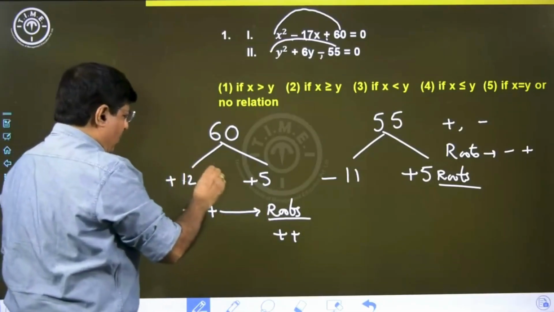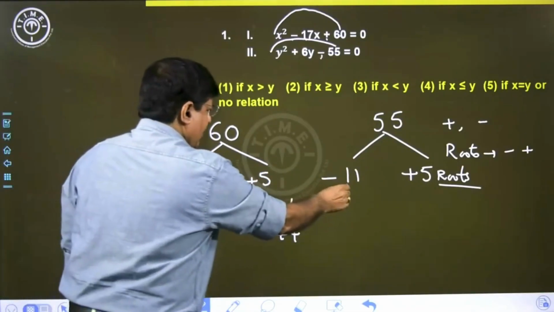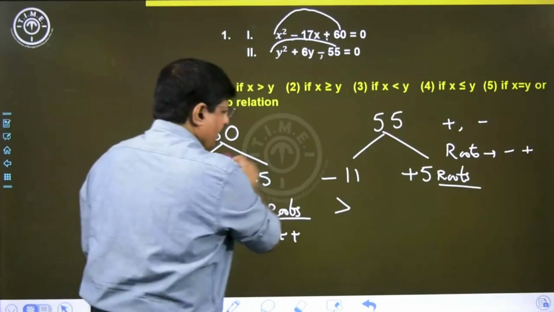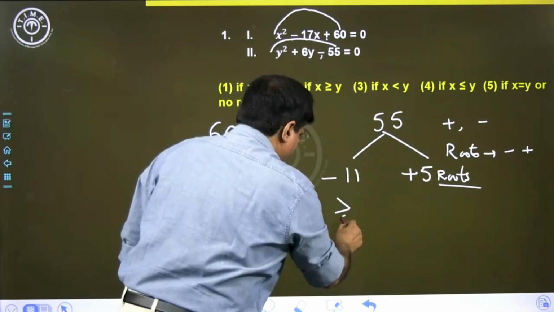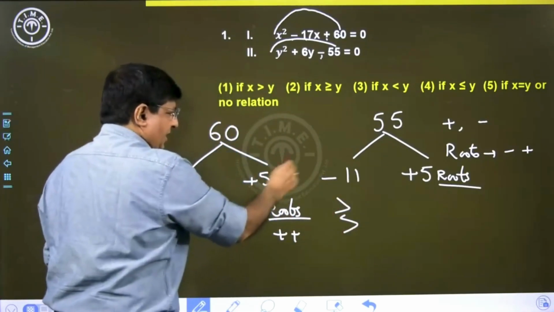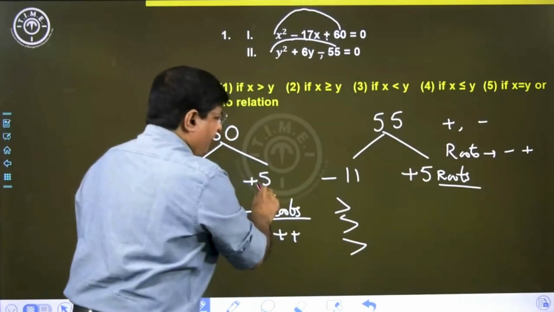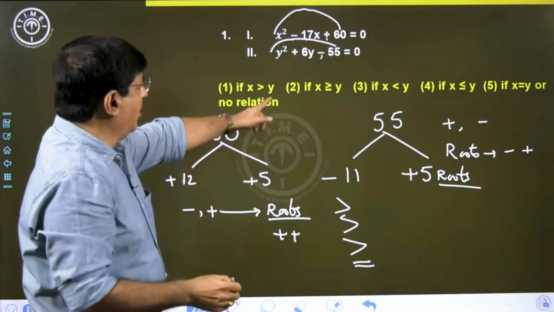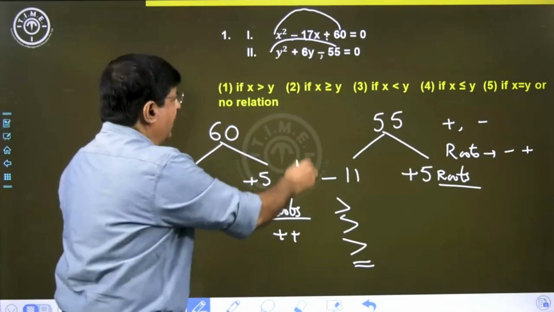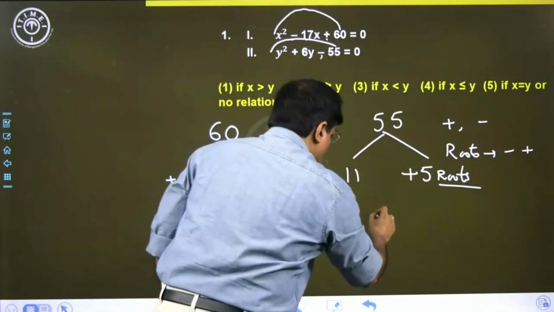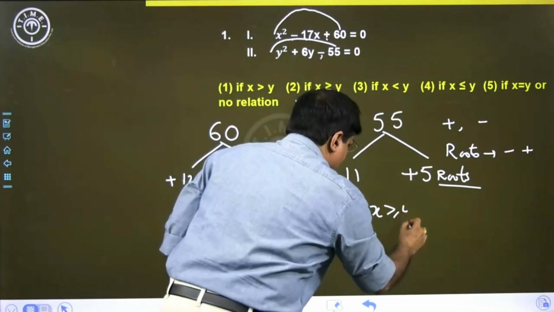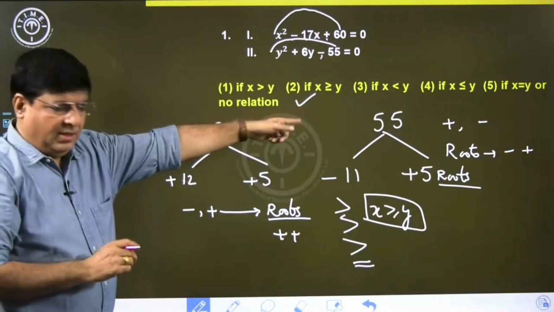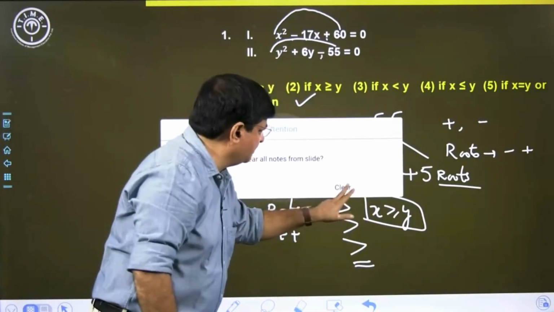Now compare. 12 greater than minus 11. 12 greater than 5. 5 greater than minus 11. And 5 equal to 5. So x is greater than or equal to y, answer choice 2. Clear? So let's go to the next question now.